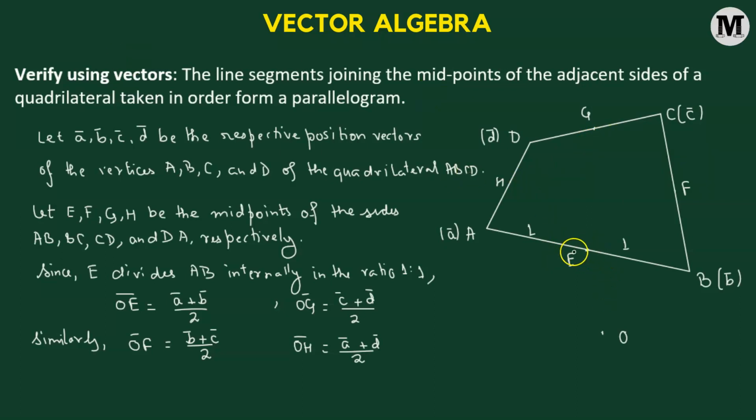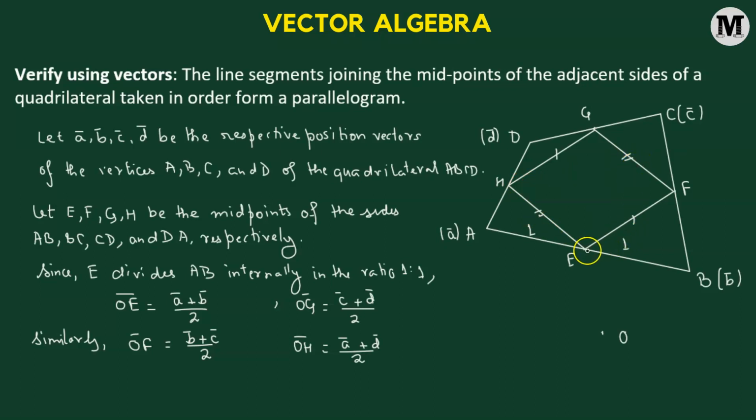So let's begin by first joining EF, followed by FG, GH and HE. So here we have the quadrilateral EFGH. We need to show that this particular quadrilateral is actually a parallelogram. So all we have to do is show that the opposite sides are equal and parallel. Then it's going to be a parallelogram. Similarly, we can show that EH is parallel to GF as well as equal.